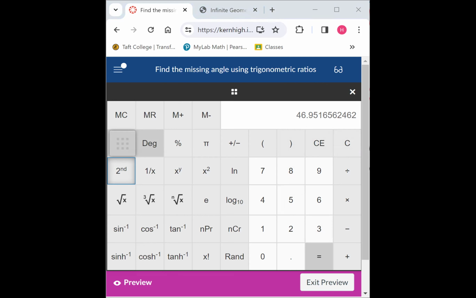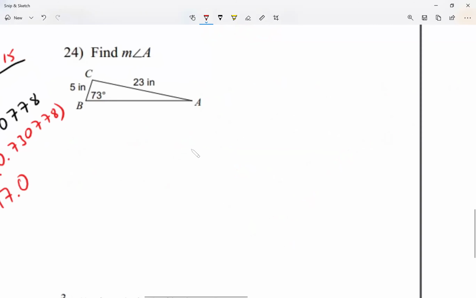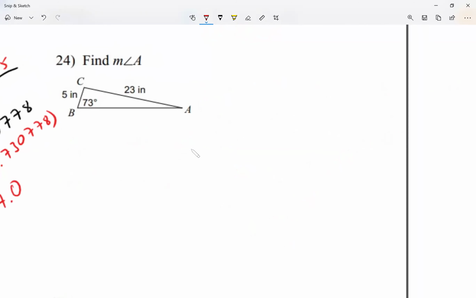Let me come back here. So my angle C is 47.0. Again, 0.0 is optional. You can write it as just 47. Fine. Okay. Lastly, let's take a look at angle A.